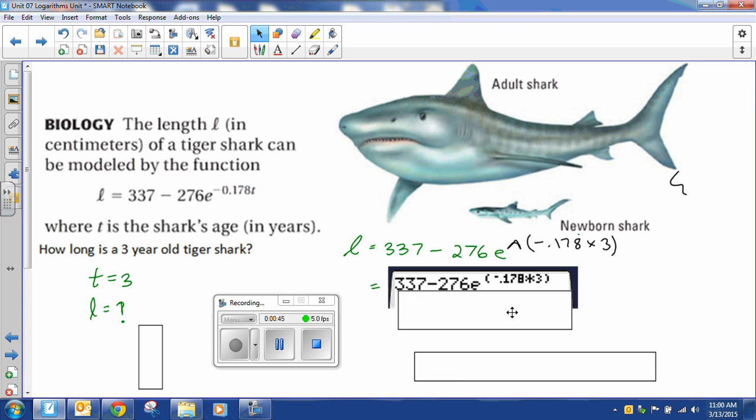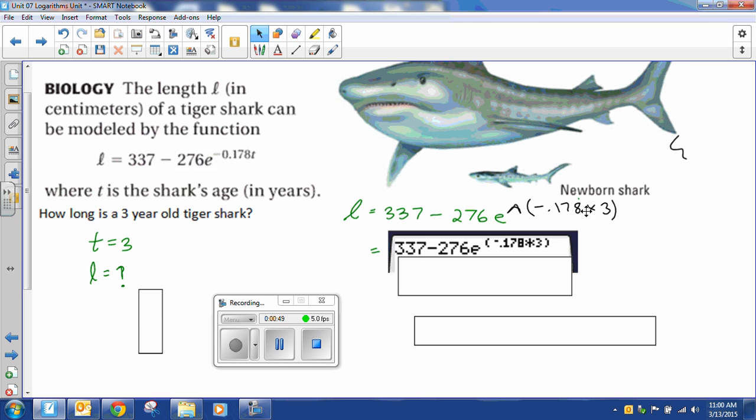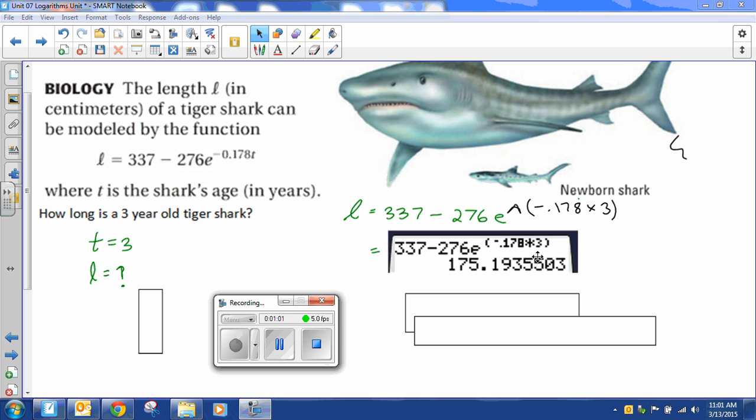Plug it in. Carefully plug it into the calculator. Notice the use of parentheses around the operations in the exponents. And our solution is 175.2 centimeters. Notice that all the numbers are on the right, and we're trying to solve for L on the left. And our solution is simple. You plug it into the calculator.